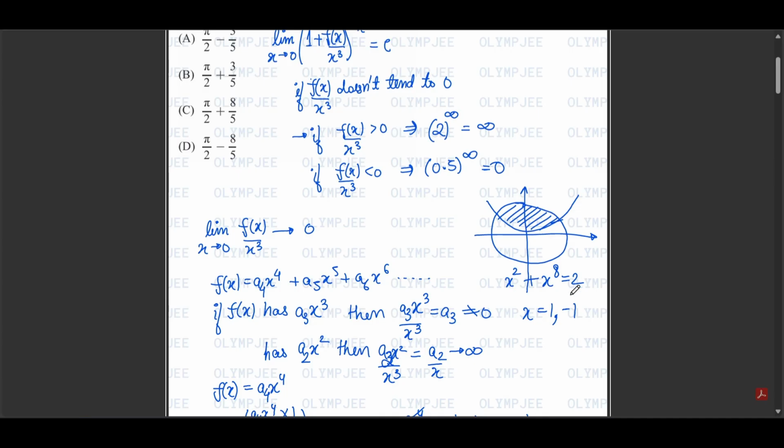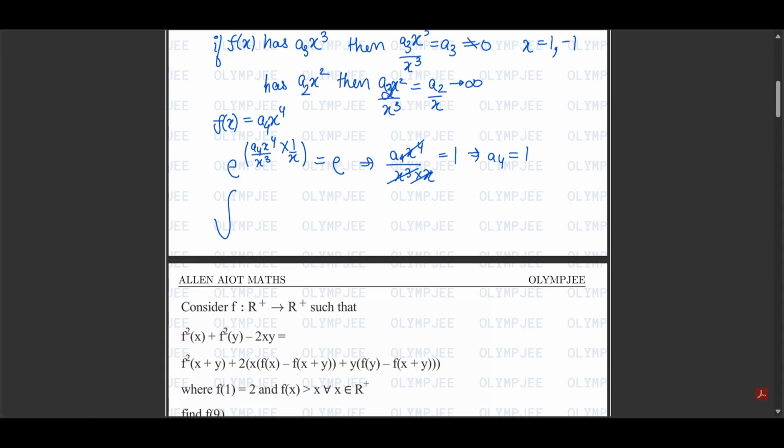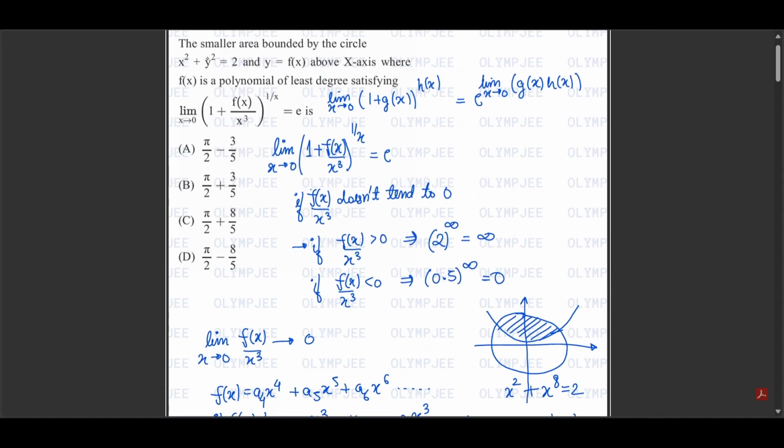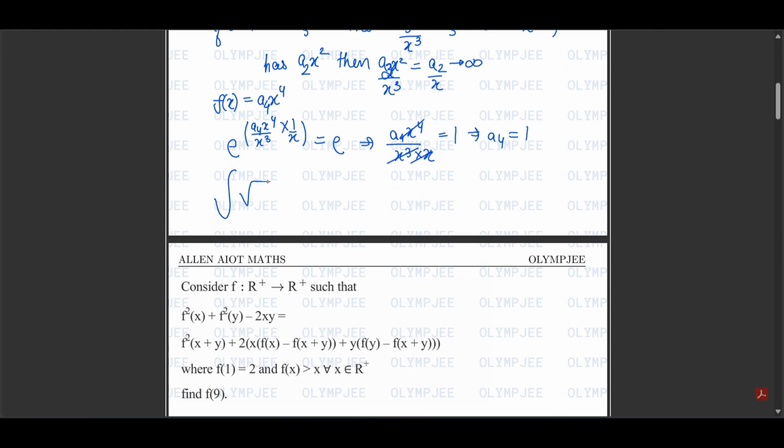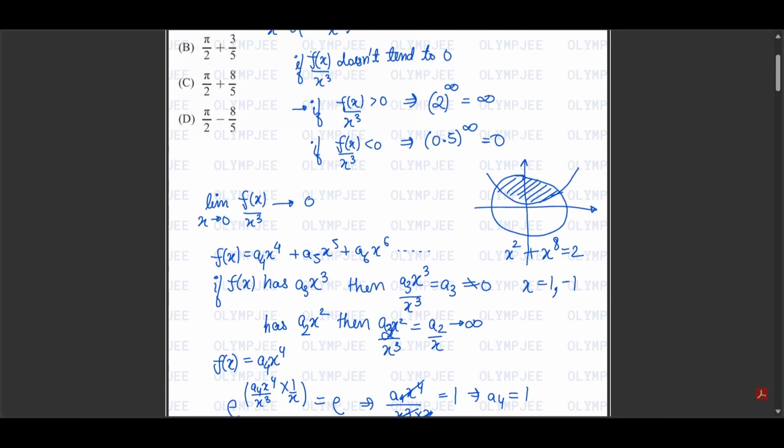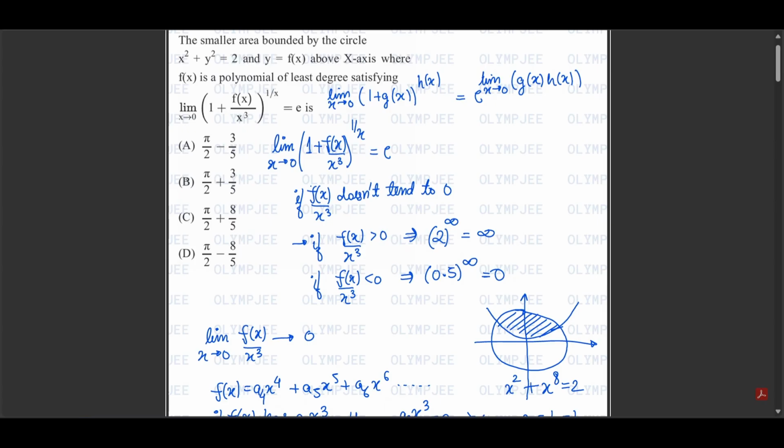And since this is a symmetric graph, we can find the area from 0 to 1 and multiply it by 2, right? So our final answer would be, so y of this circle can be given as the square root of 2 minus x², right? If we take this on the RHS, so root of (2 minus x²) minus x raised to the power 4, dx from 0 to 1 multiplied by 2. This would be our answer. So if you solve this, this comes out as pi by 2 plus 3 by 5. So the correct answer would be option B.